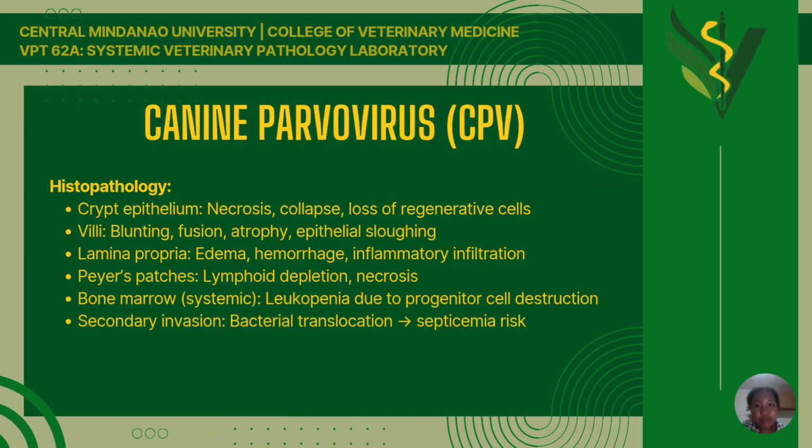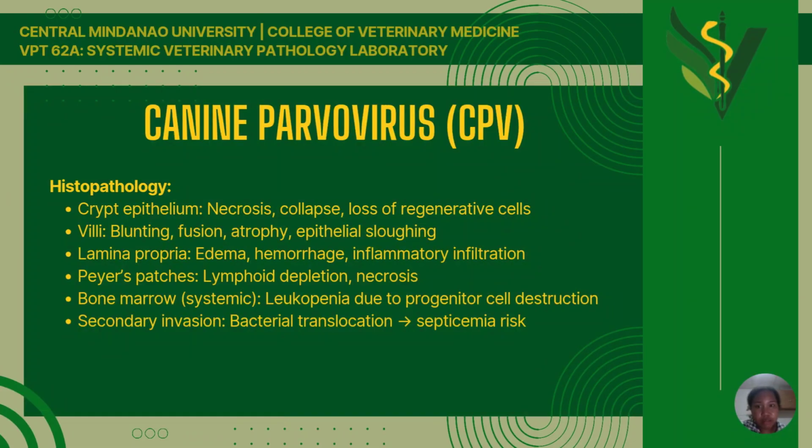In your lamina propria, edema, hemorrhage, and inflammatory infiltration occur. The loss of epithelial integrity allows fluid leakage, hemorrhage, and bacterial invasion. Inflammation develops as neutrophils and macrophages respond. Then in your Peyer's patches, we see lymphoid depletion and necrosis. CPV also attacks your lymphoid tissue, causing immunosuppression. This explains the lymphoid depletion and necrosis seen histologically.